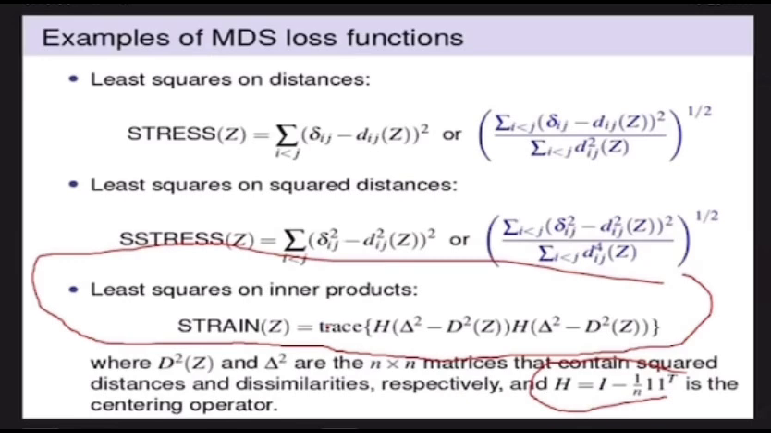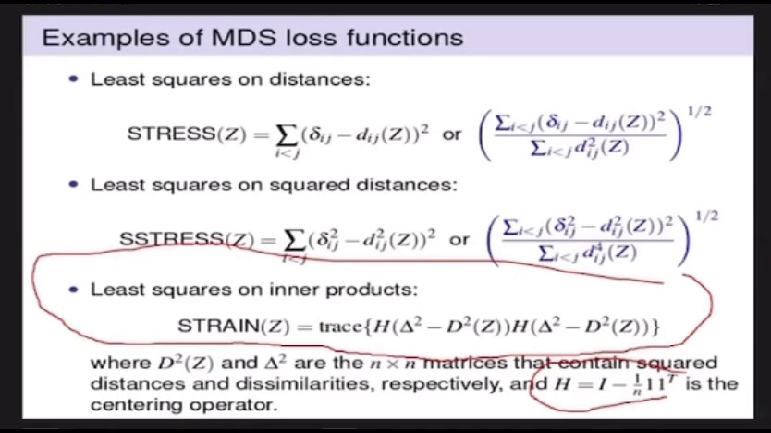Does that make sense? So these three are the household-name stress loss functions used if I really want to see whether the MDS is doing a great job. But I said the third one is actually very, very common.